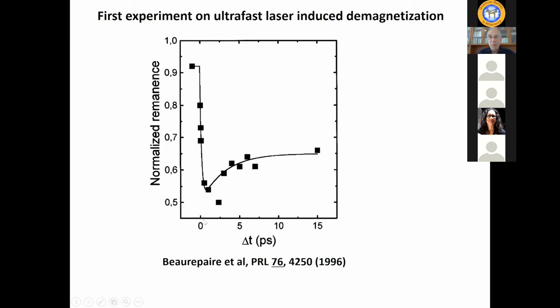Now, by now, one knows that one can do this even much faster, on a time scale of, let's say, something like 50 femtoseconds. But if you think about it, this is quite surprising, because with the intensities that were used, the laser does not act directly on the spin, right? So the magnetic component of the laser is very small. So there's no direct interaction with the spin. So how can this be that this happens so fast?